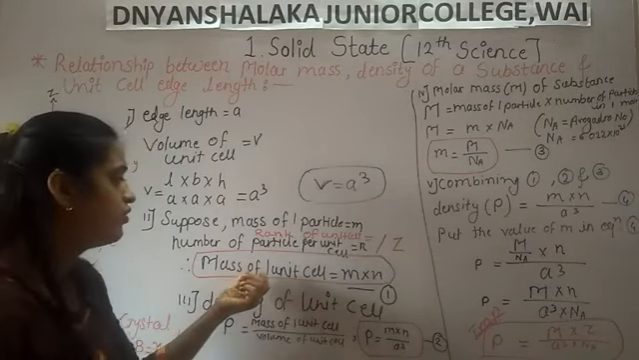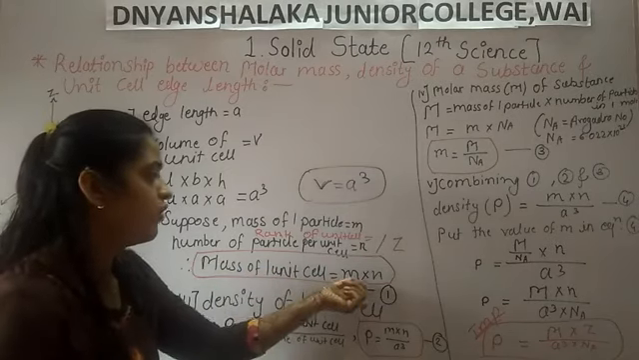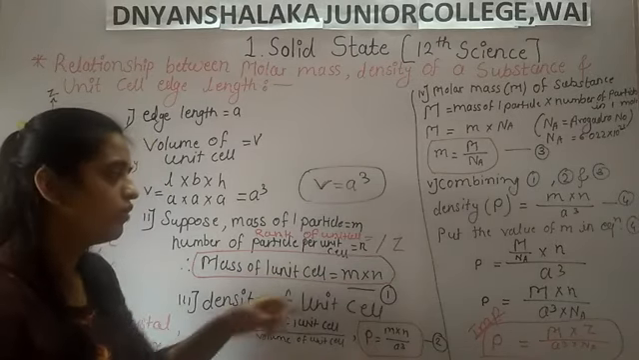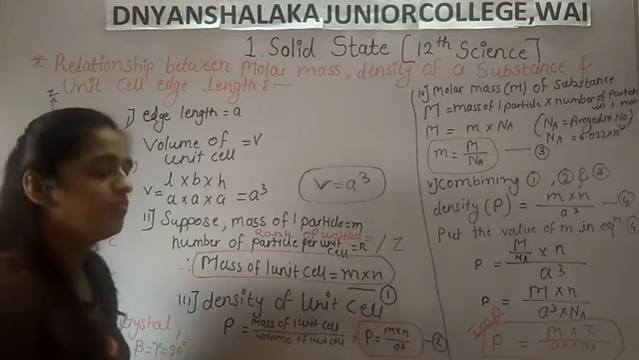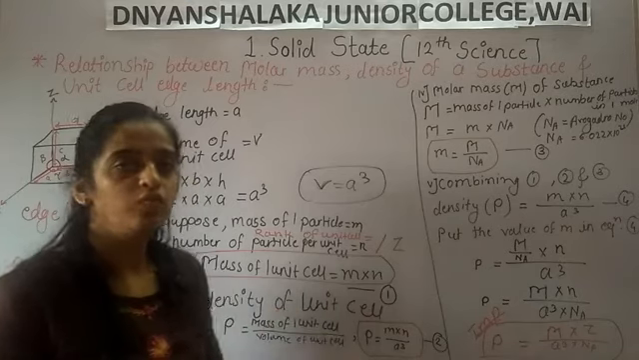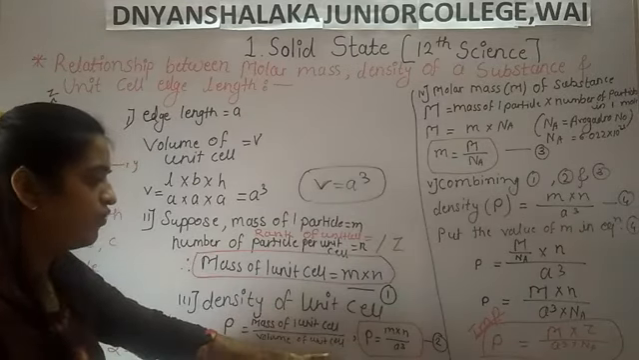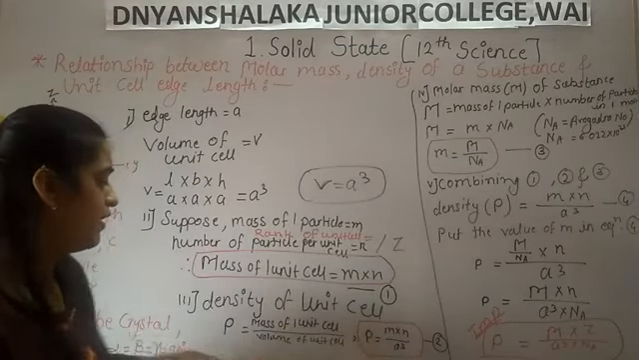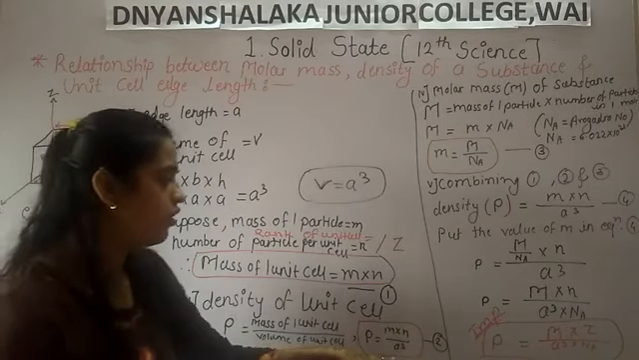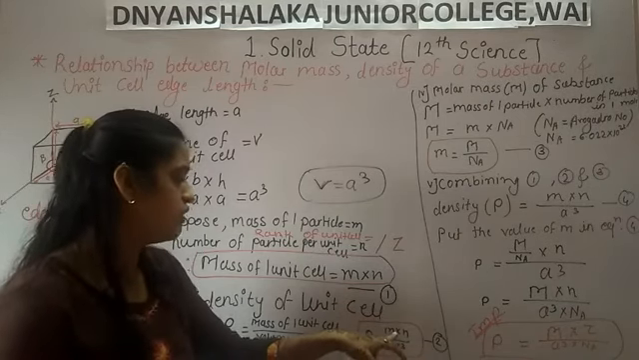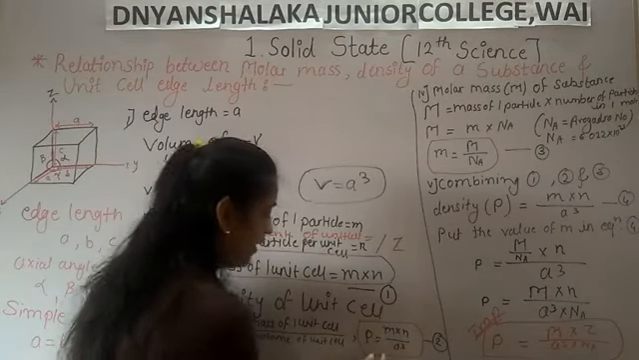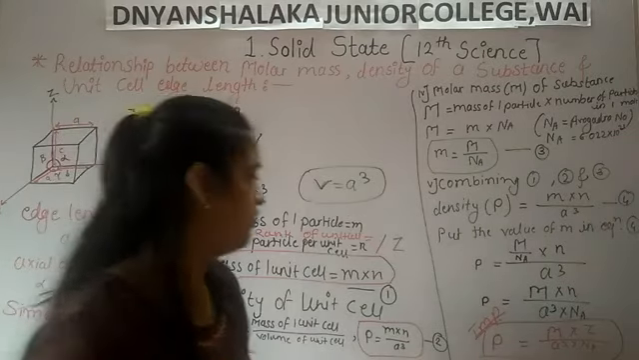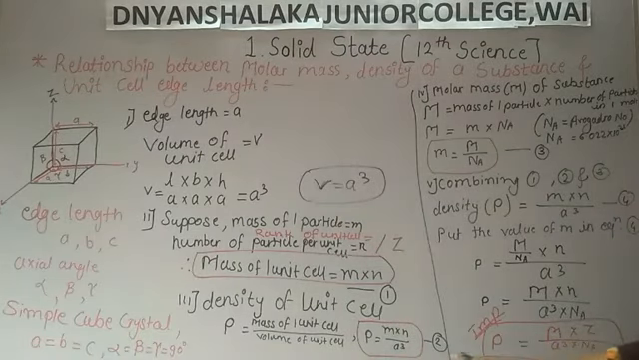So how do we calculate the mass of one unit cell? Mass of one particle into number of particles, small m into small n. This is equation first. Density of unit cell, which means density of substance, is mass upon volume, that is mass of unit cell upon volume of unit cell. Density is denoted by rho. So rho is equal to mass of one unit cell, small m into small n, and volume of unit cell is a cube. This formula we consider as equation second.